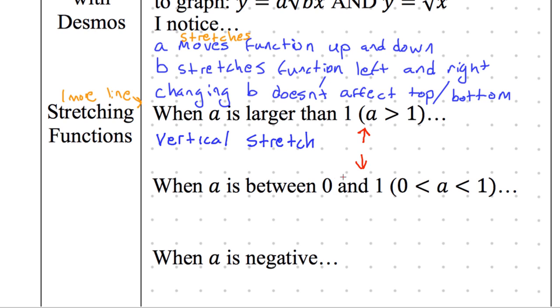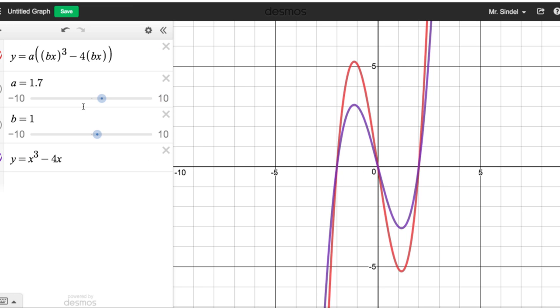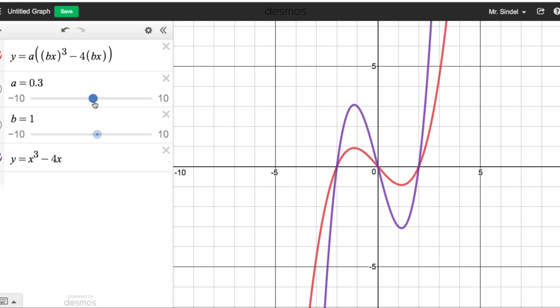When A is between 0 and 1. So let's look back at Mr. Sindell's graph. Between 0 and 1. So now I'm going to change A so it's between 0 and 1. There's a number between 0 and 1. Oh, look what happened. How would you describe what's happening?